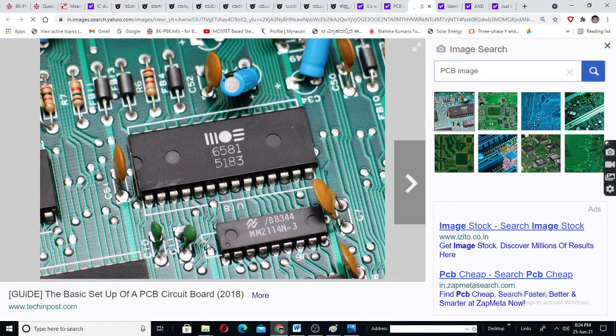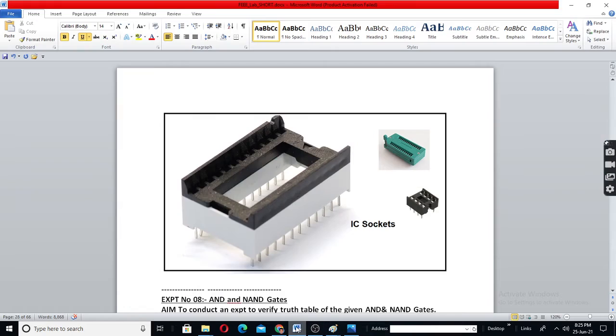IC pins are soldered. You can see here. Sometimes, now suppose the IC has become faulty. To replace the IC, you have to remove all the soldering, which is very difficult and risky also. So some people first solder the IC socket. You can see the IC socket here. They will solder the IC socket to the printed circuit board and just fix the IC on top of the socket.